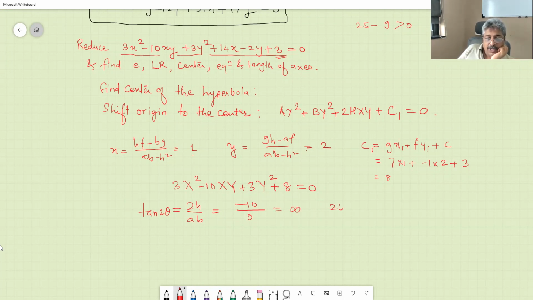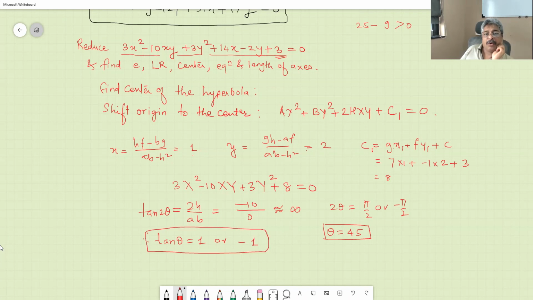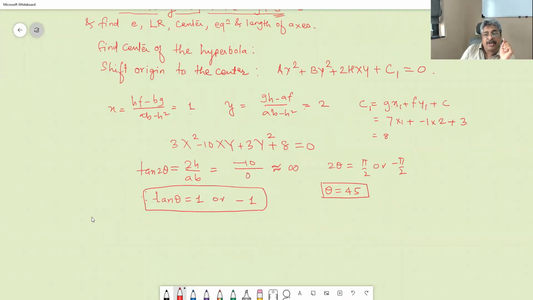Therefore, 2 theta is equal to, I mean, okay, you can just manipulate that. 2 theta is equal to pi by 2 or minus pi by 2. Therefore, theta is equal to 45. And therefore, tan theta is equal to 1 or minus 1. Now, this is important information. Now, we are not doing the rotation transformation. From here, we are taking divergence, which you need to understand.